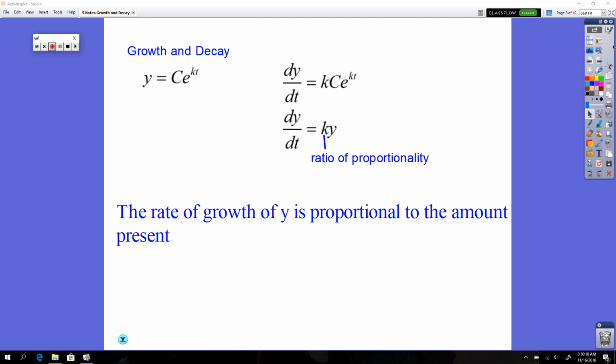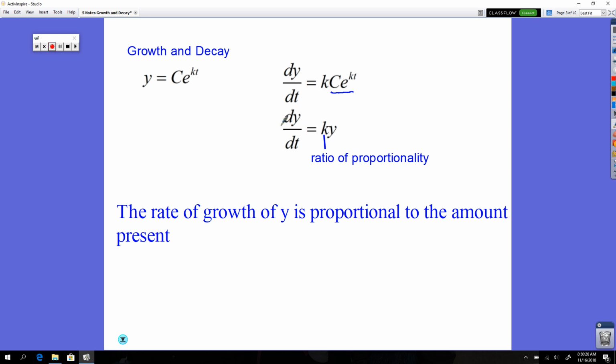But if you notice, we know that this part is y, right? Because that's the y formula. So we know that dy/dt equals k times y. And k is what we call the ratio of proportionality.